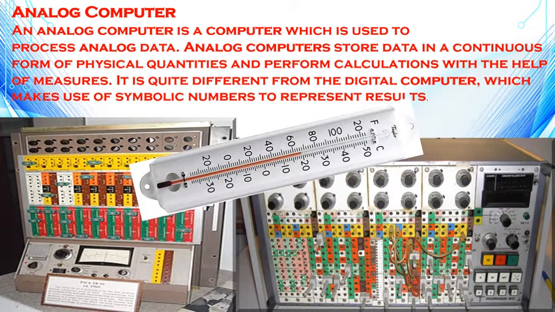First we'll take analog computer. An analog computer is a computer which is used to process analog data. Analog computers store data in continuous form of physical quantities and perform calculations with the help of measures. It is quite different from the digital computer, which makes use of symbolic numbers and represents results.